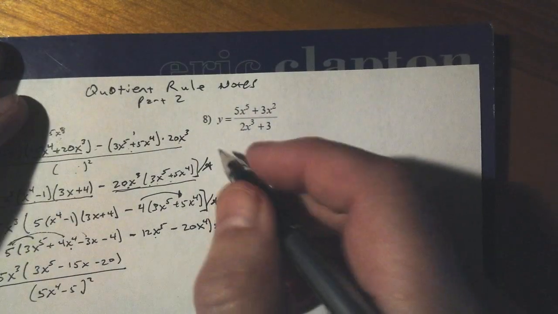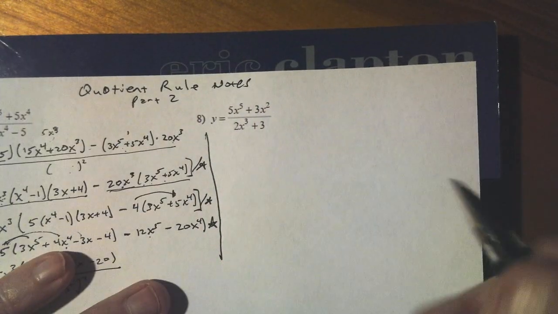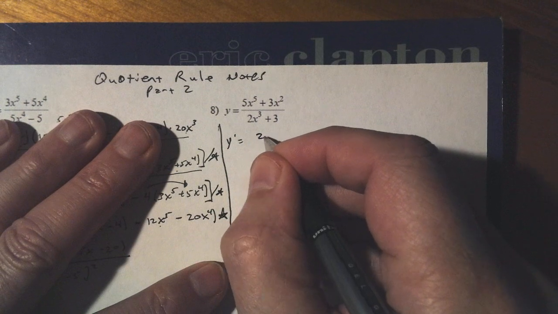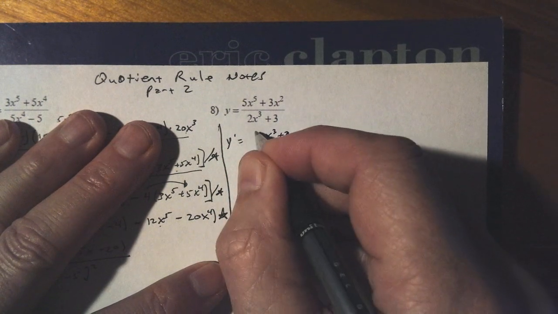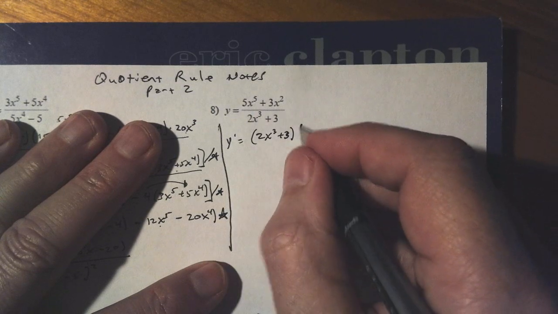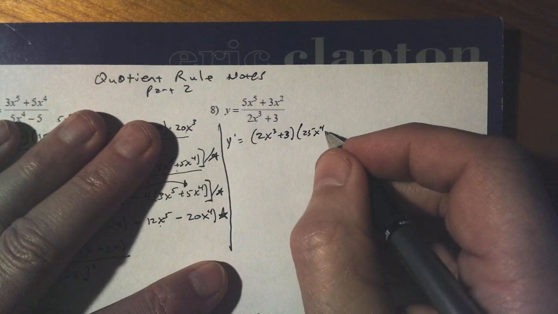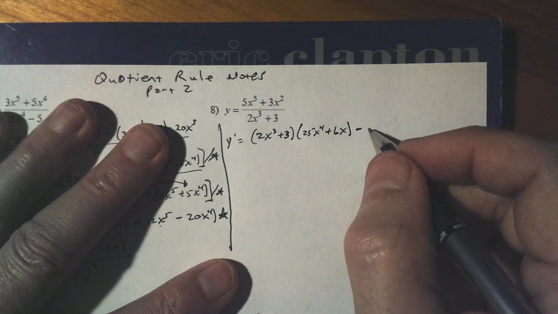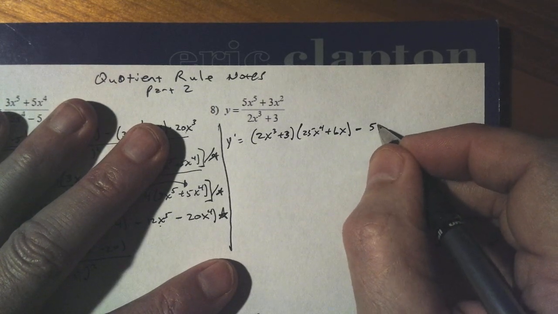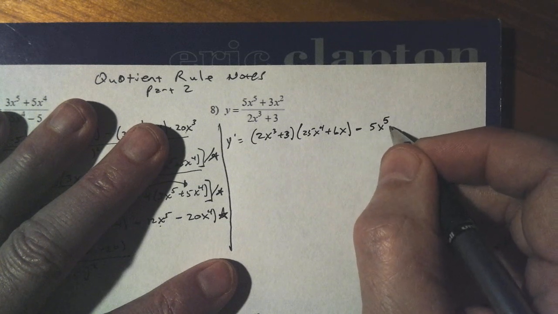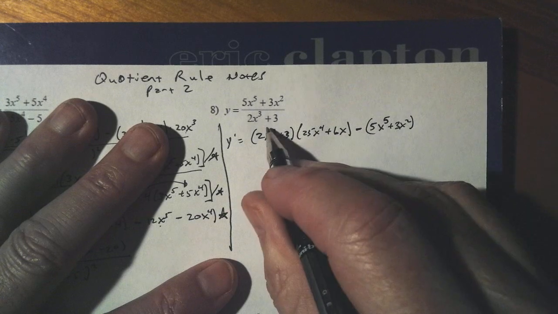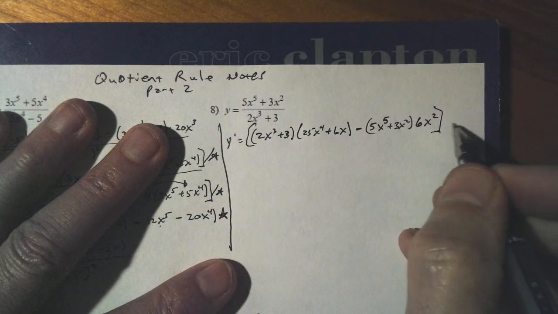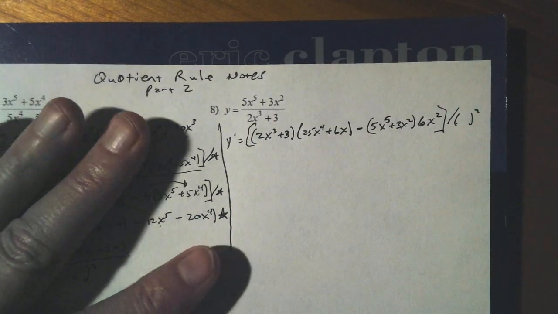Number 8. Got to use my space. Y prime equals low, 2x cubed plus 3, low D high, 25x to the fourth plus 6x, minus high, 5x to the fifth plus 3x squared, D low, 6x squared, all on the square of the thing below.